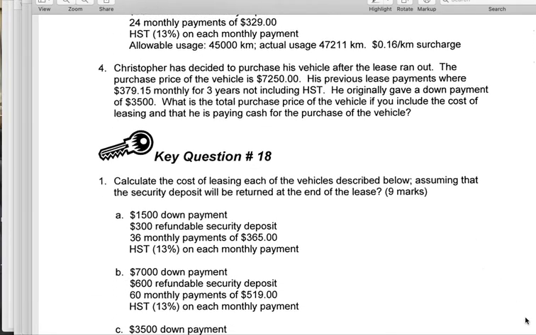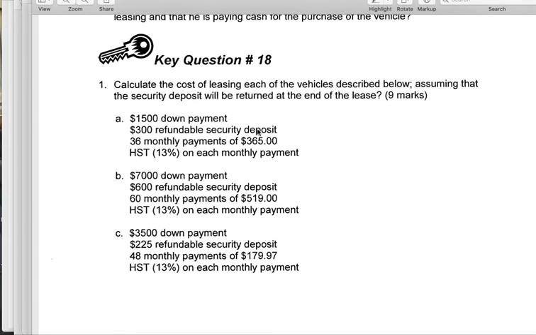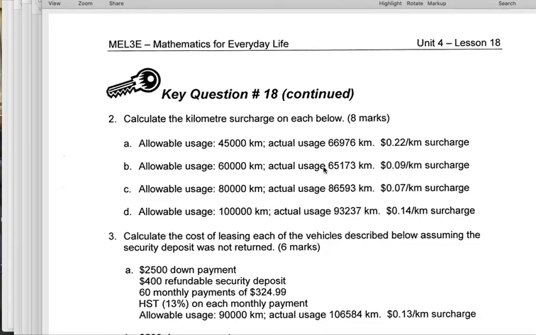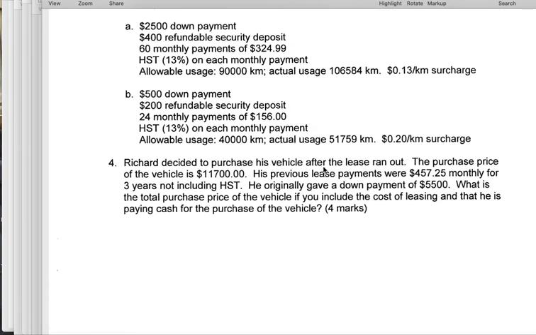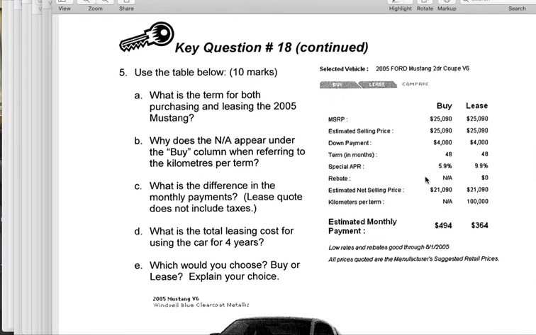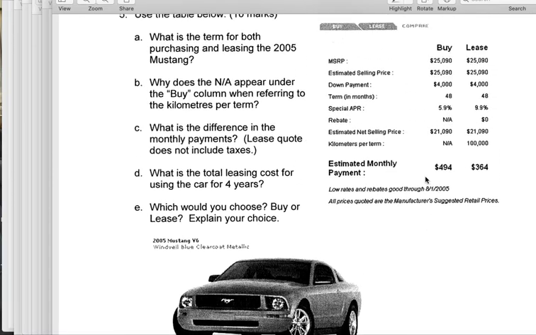Looks like we go right into some key questions here. So this looks at that first example about the total costs, and then surcharge kilometers. So some more questions, some word problems. If you're having trouble figuring out these word problems, send me a message and we will work through it. And just some questions there for you guys.